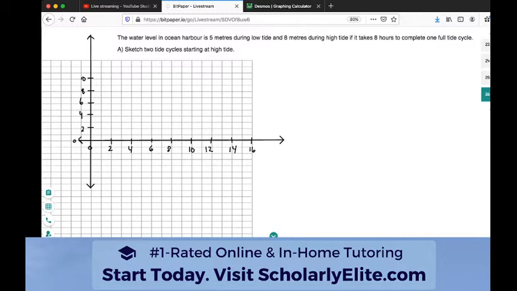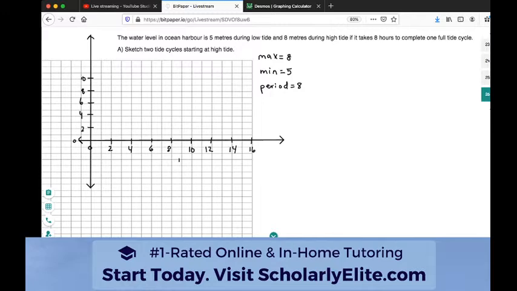Anyways, point of the story, they want us to sketch 2 graph cycles. So a couple things we know here and we want to write down: max is 8, min is 5, and the period, which is how long it takes for one cycle to happen, is 8. Okay, so let's go ahead and sketch these on here. Let me fix this real quick.